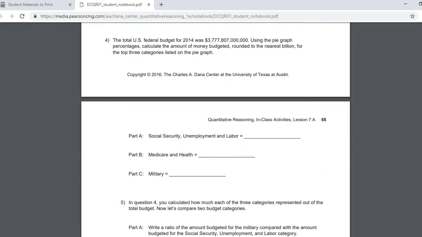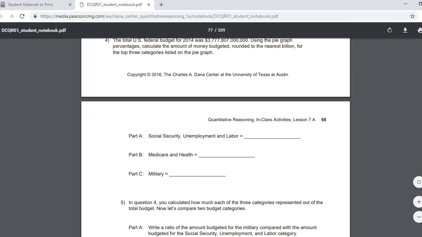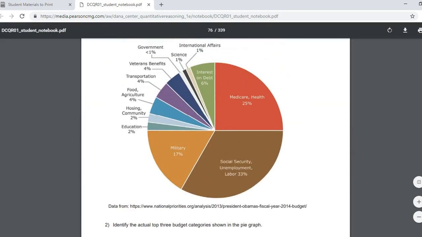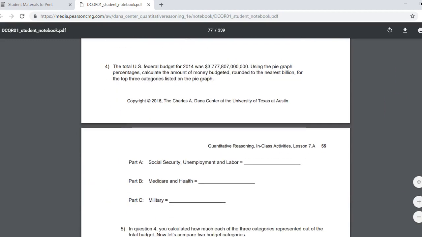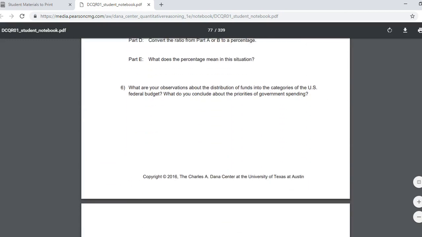And remember how on question 4, we had a bunch of money and then we had to find it to the nearest billion. That would be a really good question to ask on the test, where you have to look at the pie chart, find the percentage, and then multiply it times a total amount and report out rounding correctly.